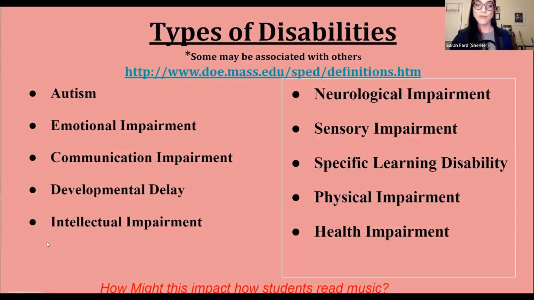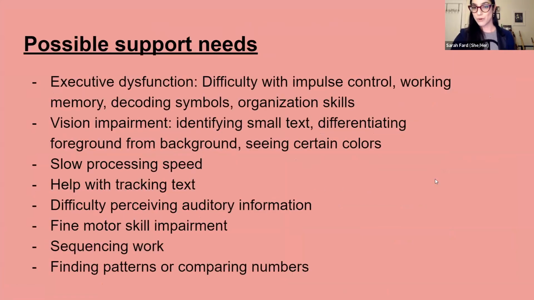I find it is helpful to think more in terms of what are the possible support needs? These are things we tend to see a lot in the section of the IEP that talks about accommodation. So regardless of whether it's because of ADHD or autism spectrum disorder, you might have a student with executive dysfunction. So they might have difficulty with impulse control, working memory, decoding symbols, organizational skills.